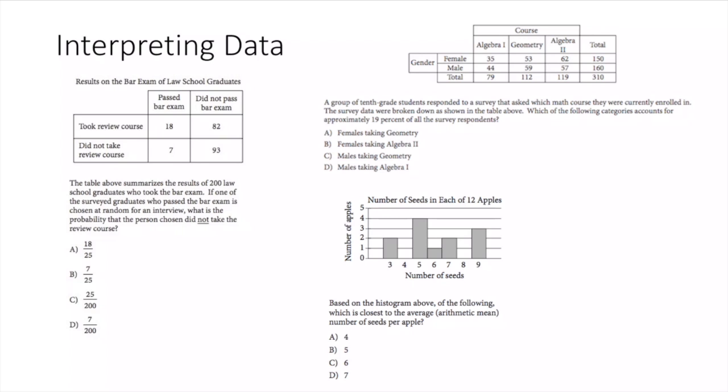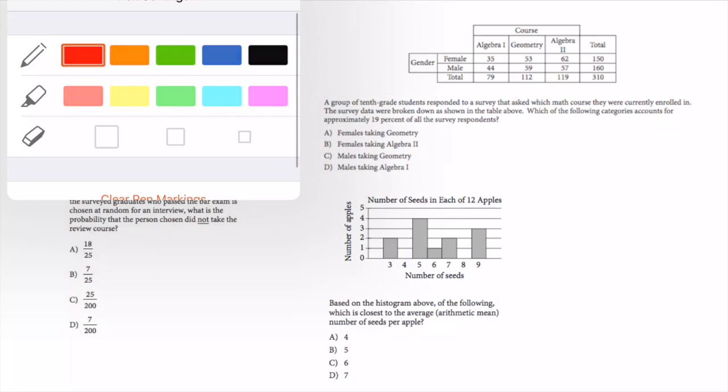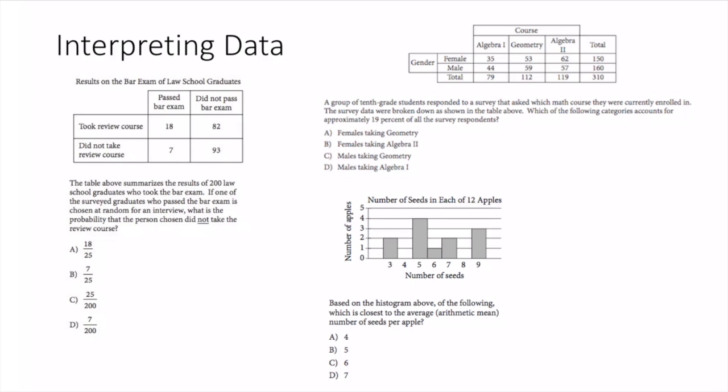So here's a few more examples of looking at charts. Here we have results on the bar exam of law school graduates. And again, all the reading up to here is just an explanation of what's going on in the chart, which just by looking at it, I pretty much know what's going on, right? So I don't really want to read that. All I will do is skip to the question. So what is the probability that the person chosen did not take the review course?